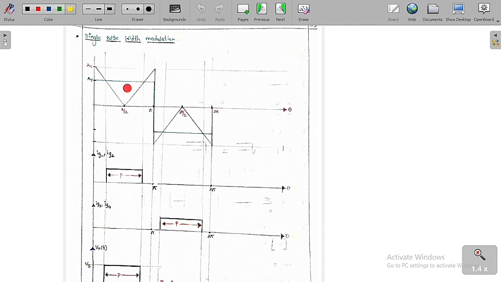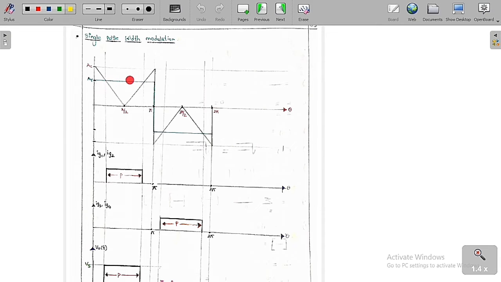Now I am going to compare the reference signal and the carrier signal. I have already told you that we give the reference signal to the non-inverting terminal, whereas the carrier signal is given to the inverting terminal. Whenever the non-inverting terminal voltage is greater than the inverting terminal voltage, the output will be plus VCC. Listen carefully, I am repeating again: if the non-inverting voltage is more than the inverting voltage, then definitely the output we get is plus VCC. Otherwise, we get the output as 0.